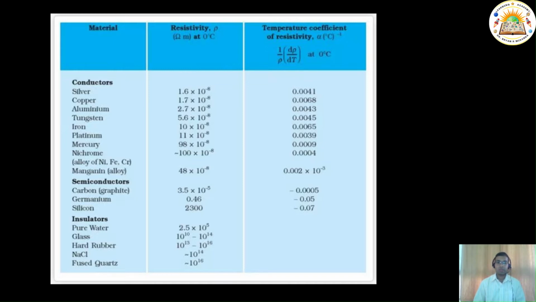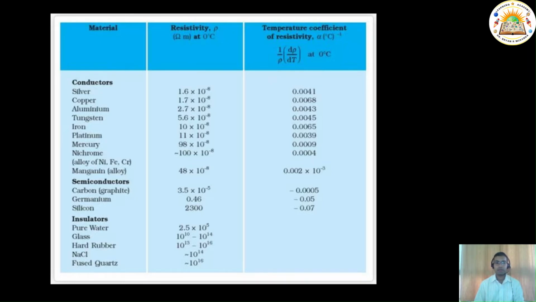Let's go to the other end of the spectrum. We've got insulators. Insulators are materials which offer very high resistance. The usage of the word conductor is not correct because these are just materials. They do not conduct anything. Pure water, glass, hard rubber, sodium chloride, fused quartz, these are insulators. Mind you, regular water is a conductor, and you will actually feel the shock. But for pure water, we remove all the dissolved components that are there. Hence, pure water does not act like a conductor.